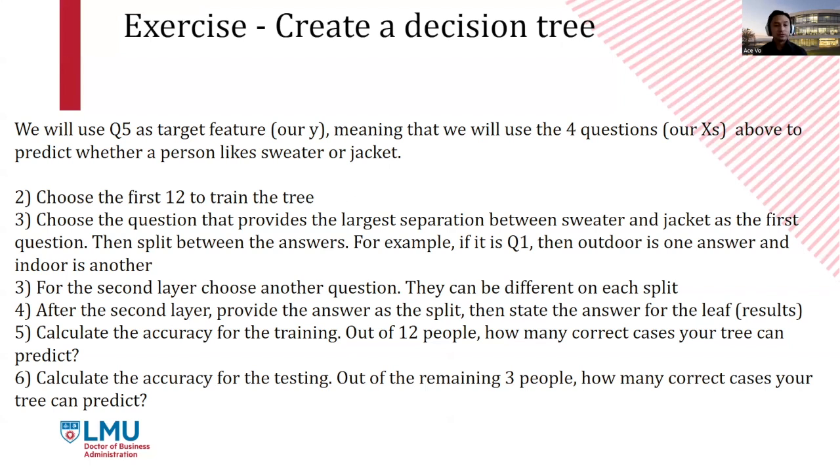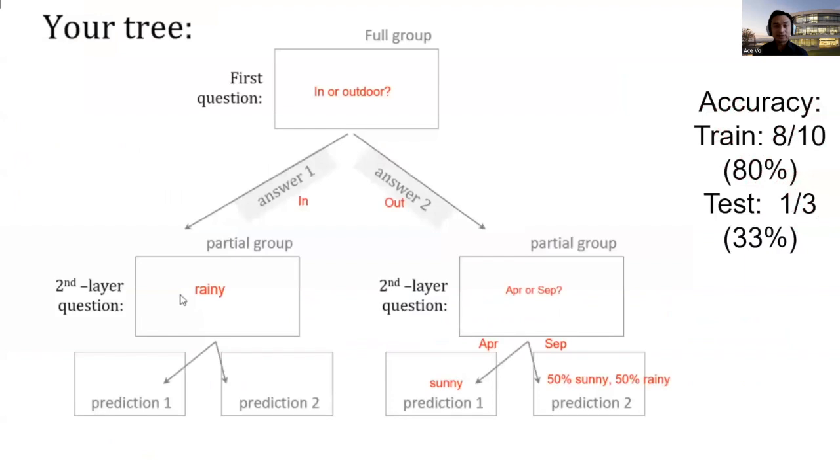the answer of that split, of that leaf, will be sweater. So we're going to calculate this for the training. See how many out of 12 people, how many correct cases we can predict. And then we're going to calculate the tree for testing. So we get the last 3 people that you didn't use to build the tree, right? Going through the questions to see how many correct cases you can predict, right?